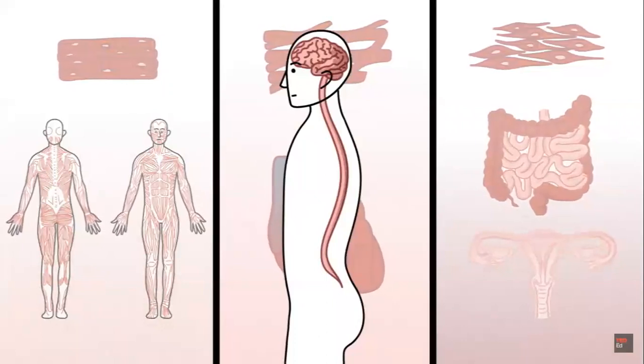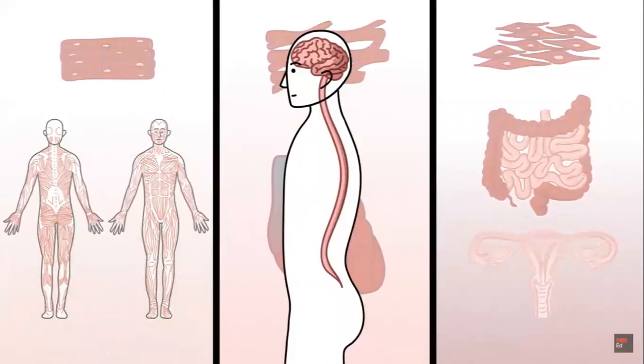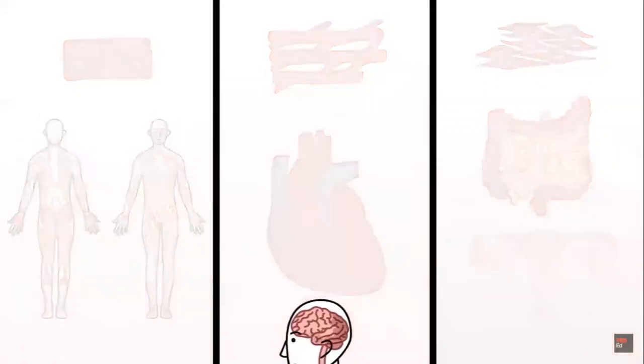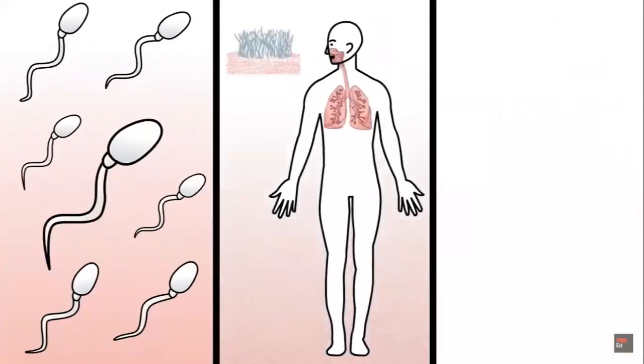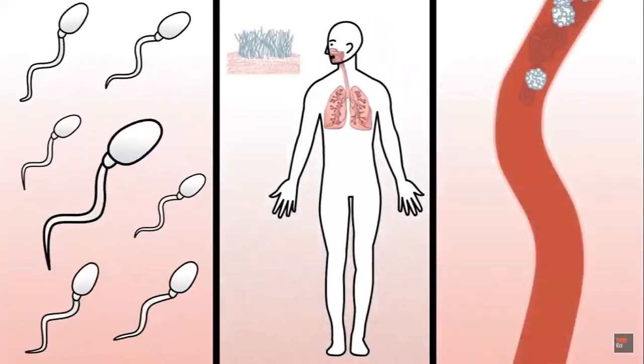This produces almost all the movements we make. Some of the only parts of the body whose motions aren't governed by the muscular system are sperm cells, the hair-like cilia in our airways, and certain white blood cells.